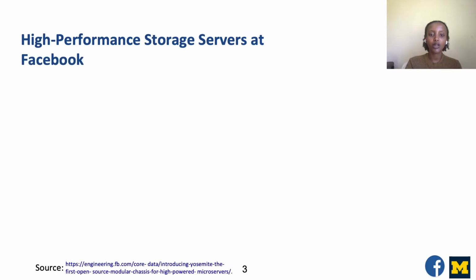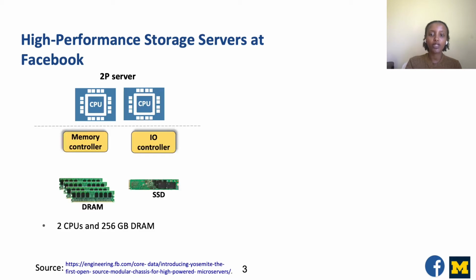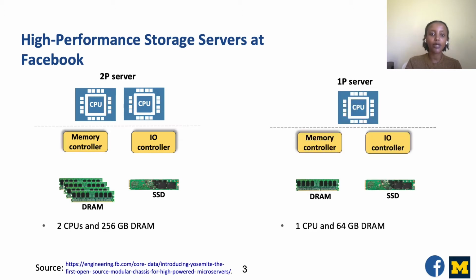Now let's look at the architecture of the small and large servers. We have two main Facebook storage servers. One is a server with 2 CPU and 256 GB of memory and SSD storage, which we call the 2P server. The other one has 1 CPU and 64 GB of DRAM and SSD storage, and this is the 1P server. Both servers have their pros and cons.